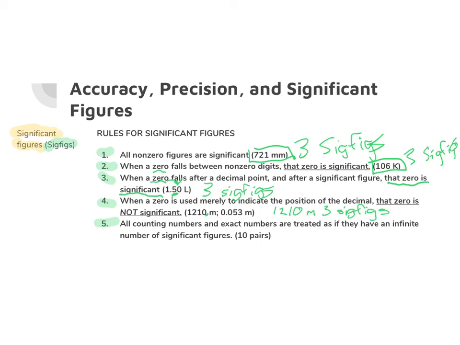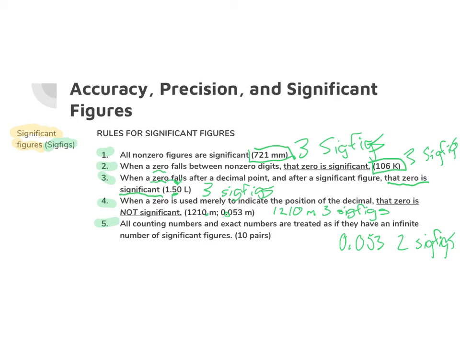And then our next example, 0.053 meters. Now, I know a lot of you are jumping out of your seats saying it has 3 significant figures, but you would be wrong. This 0, while it is after the decimal point, if we go back to rule 3, it is not after a significant figure. All this 0 is doing is indicating where the decimal point is. So in 0.053, there are only 2 sig figs.